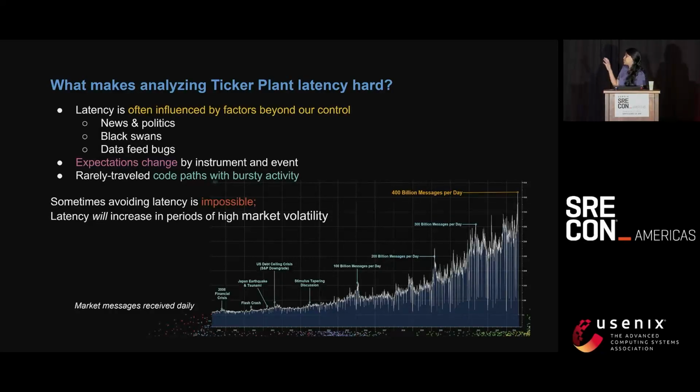And to kind of illustrate the volatility and the volumes, in the 2 weeks since we made this slide, got it approved, the peak is no longer at 400 billion. We're now looking at 490 billion messages in any given day as our current peak. Ultimately, for us, all of these factors mean that not all latency is avoidable. We do have to live with some latency.